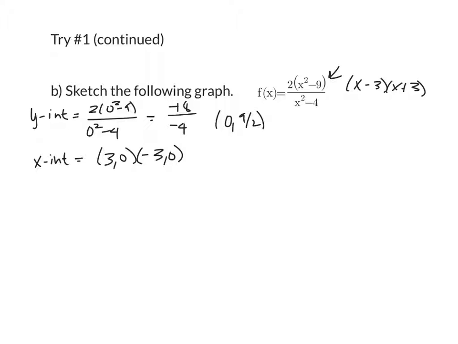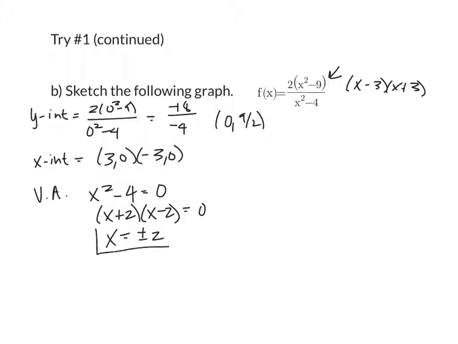All right, if we keep going to find our vertical asymptote, remember with the vertical asymptote we are setting the denominator equal to 0, so x squared minus 4 equals 0. That's also a difference of squares, so x plus 2 and x minus 2. Sorry, made a mistake. So those x values are plus or minus 2.